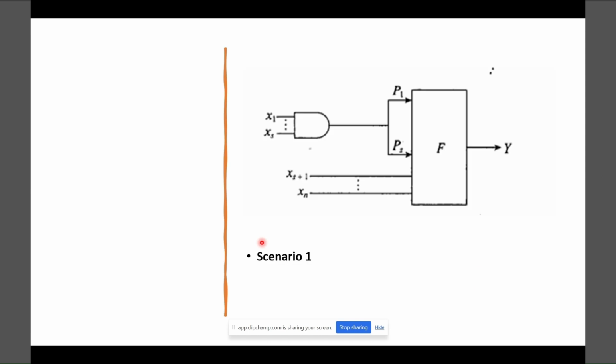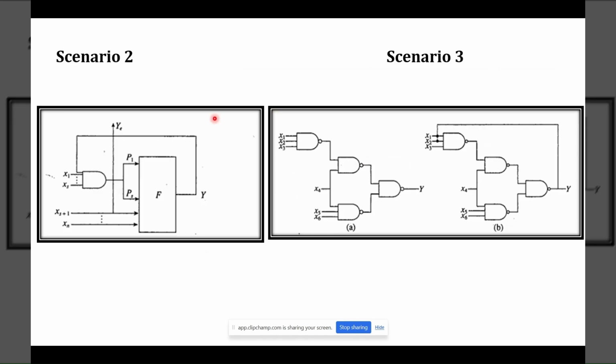Let us take this as scenario one. Can you predict what type of bridging fault occurs? Input bridging occurs. It shorts a certain number of primary input lines. Here, P1 to P5, let us assume these are primary input lines. If they short, it may result in bridging faults. This is the first scenario.